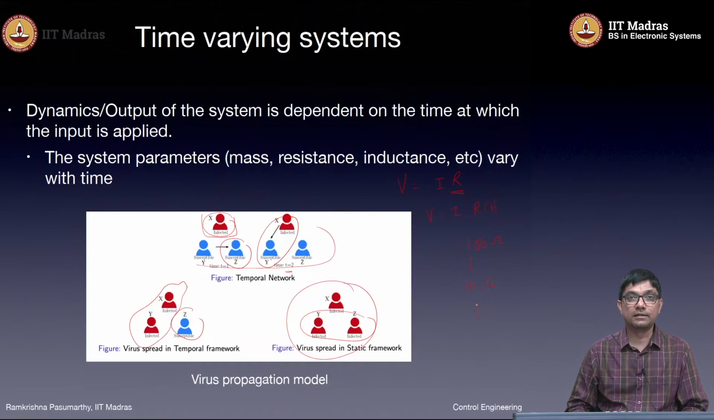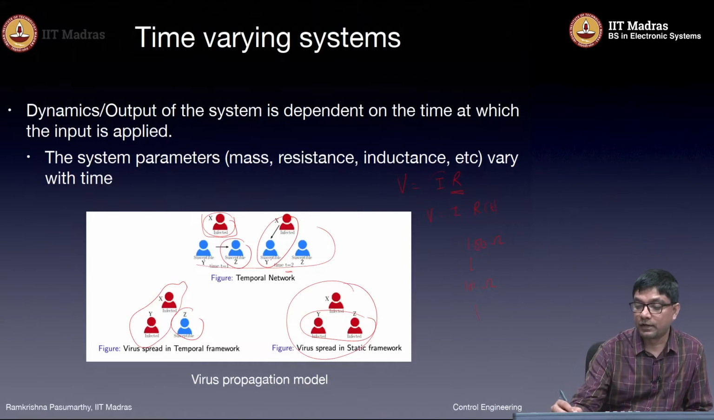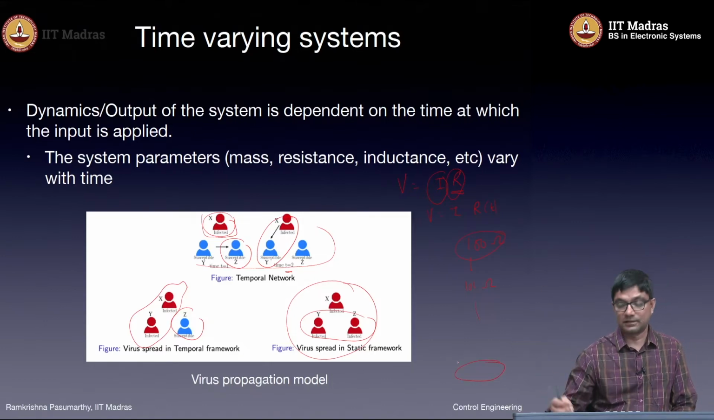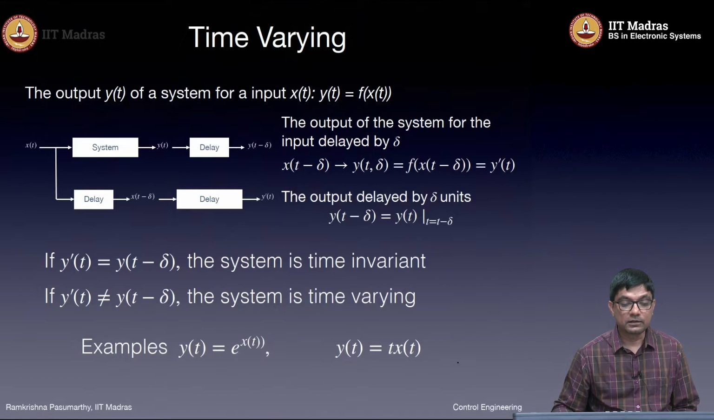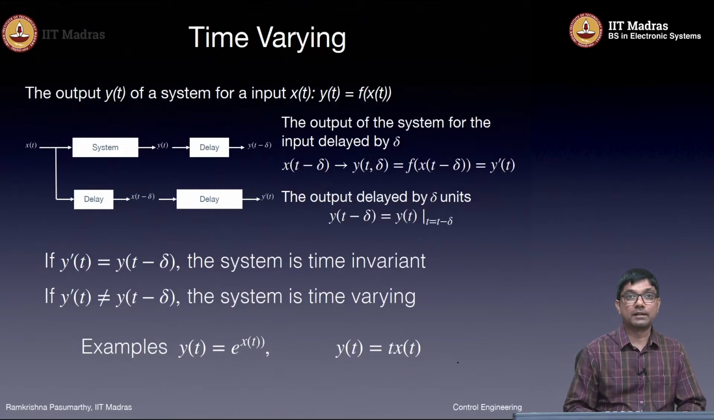These are time varying systems. So, the amount of current that this R gives depends on whether you are doing this experiment now or doing it, say, 10 years later. So, how do we write this mathematically?